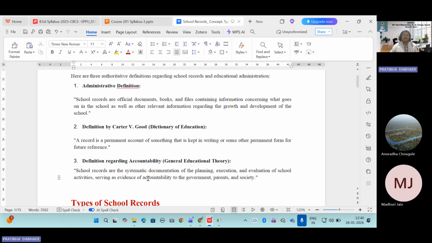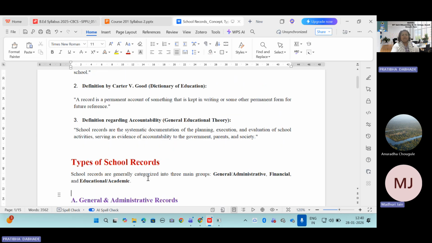In this particular definition, systematic documentation for what? Planning, execution, and evaluation of the school activities. And one more perspective this definition has is evidence of accountability to the government, parents, as well as society. Now I think this basic information about school records is clear to you. Always focus on the specific key concepts or keywords. Yes, Anuradha, Madhuri, this is clear? Yes, ma'am.